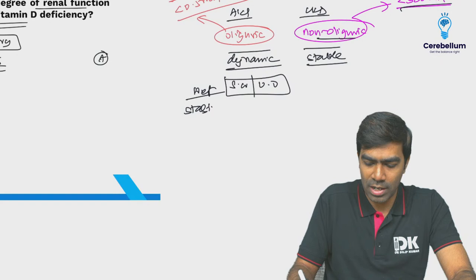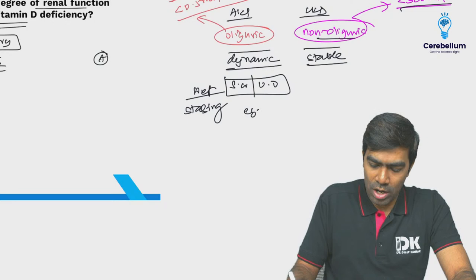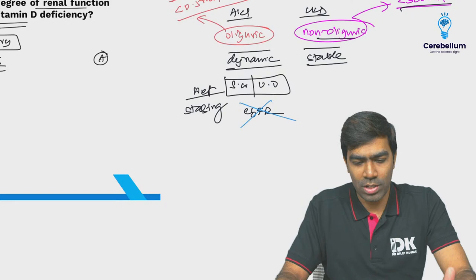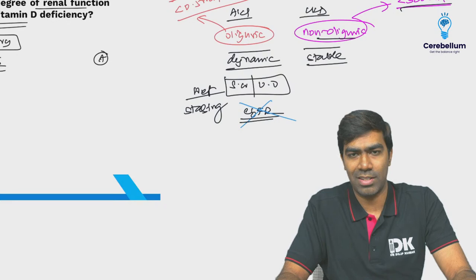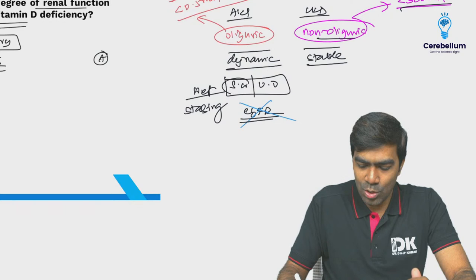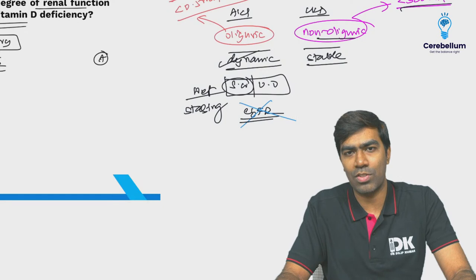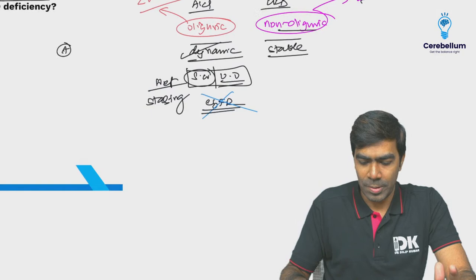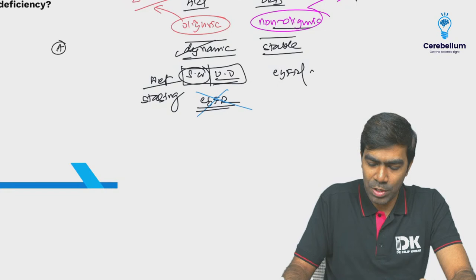Why? I cannot use eGFR. I cannot use GFR for staging and defining AKI, because to measure GFR, I need to have a steady state of creatinine. In AKI, as mentioned, it's dynamic. There's no steady state. You cannot use eGFR. That's why I'm using the crude serum creatinine fluctuations and the urine output to define and stage AKI. But on the other hand, for defining and staging CKD, I'm going to use eGFR and albuminuria.